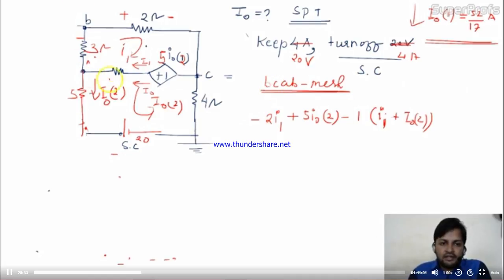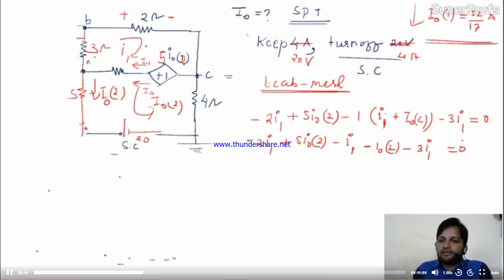Where is the end? End is at the B. So again I am getting minus 3 I1. Is it okay? And equal to 0. Again you can simplify this: minus 2 I1 plus 5 I naught 2 minus I1 minus I naught 2 minus 3 I1 equal to 0. Is it okay? So minus 2 minus 3 minus 1, minus 6 I1 plus 5 I naught minus I naught, so it will be 4 I naught 2 equal to 0, equation 1.